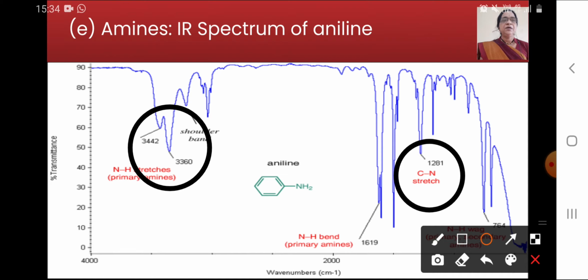1281 per centimeter. Now this is the IR spectrum of aniline showing two NH stretching bands at nearly 3300 to 3400 per centimeter. The two bands itself indicate the presence of a primary amine, and the CN stretching due to the aromatic ring, which is observed at 1281, indicates the presence of an aromatic amine.